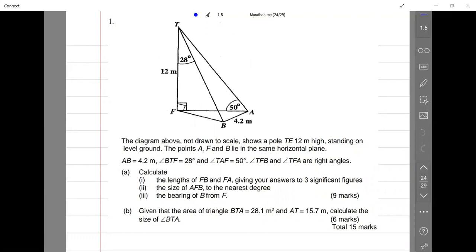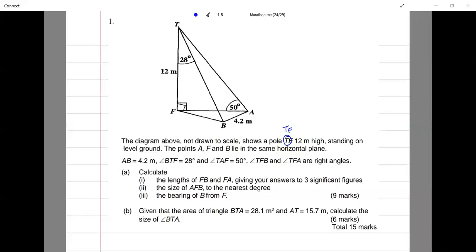should have been TF. So TE here should have been TF. So TF is 12 meters high, standing on level ground. It says the points A, F, and B lie on the same horizontal plane.